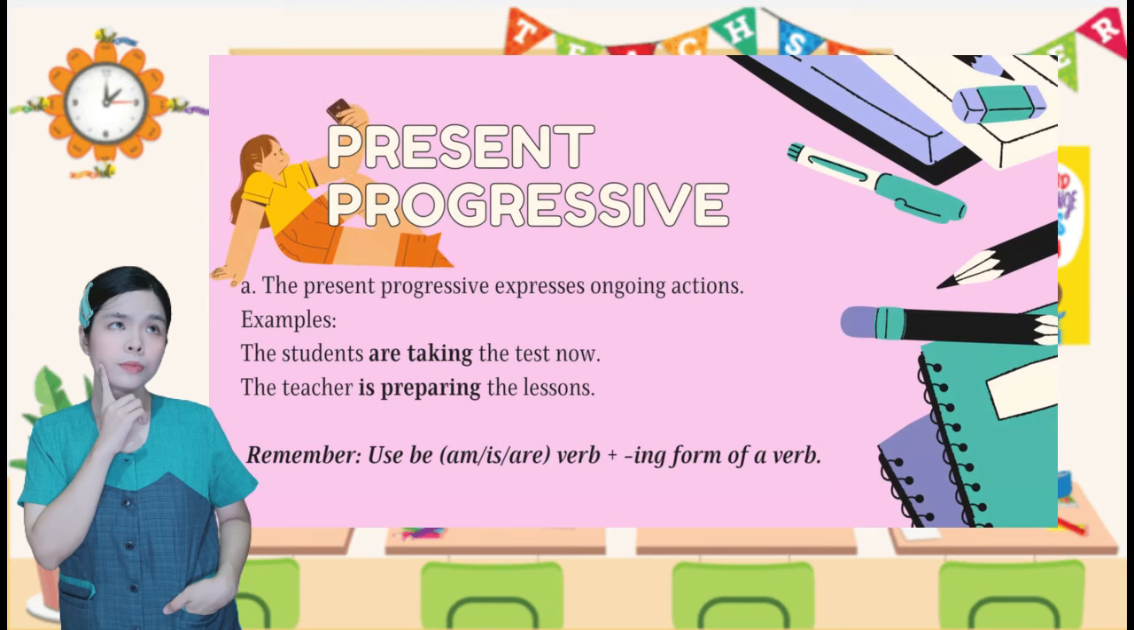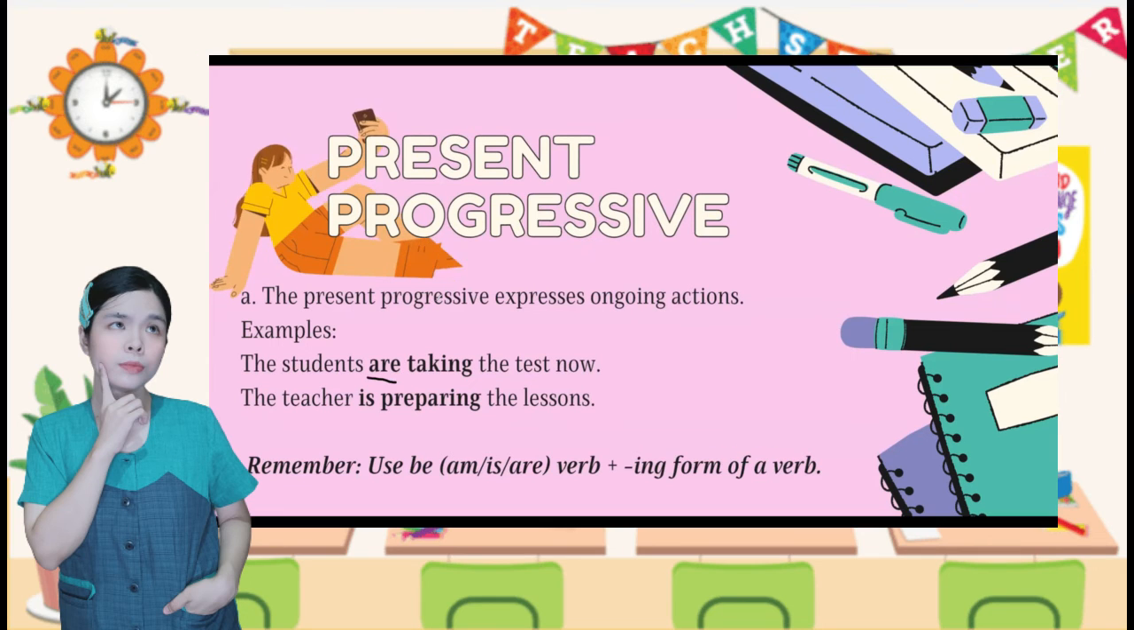So what shall we do? Since the subject is plural, we are going to use the be verb are. So the students are, and then, of course, plus the ing form of a verb. So the students are taking the test now.